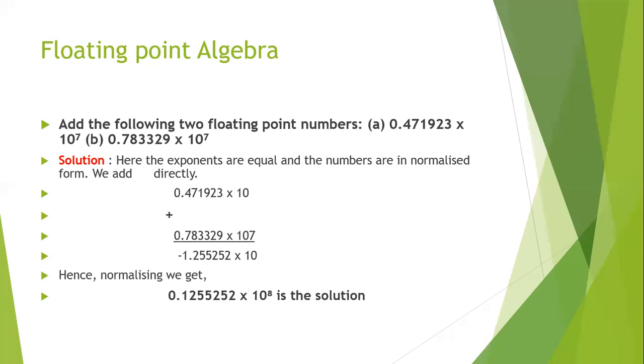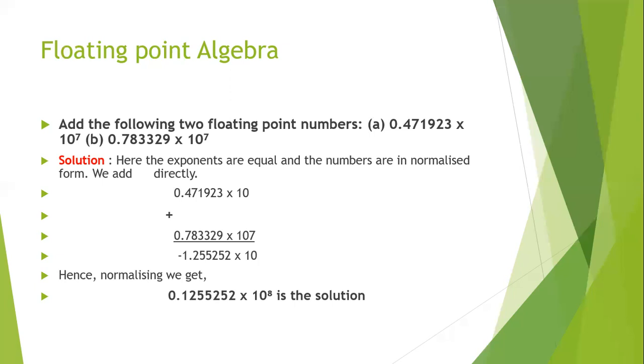For floating point algebra there are steps. First, convert the numbers into the normalized floating point form. Second, for addition and subtraction, make the exponents equal. And after that, perform the operation, that is addition or subtraction.